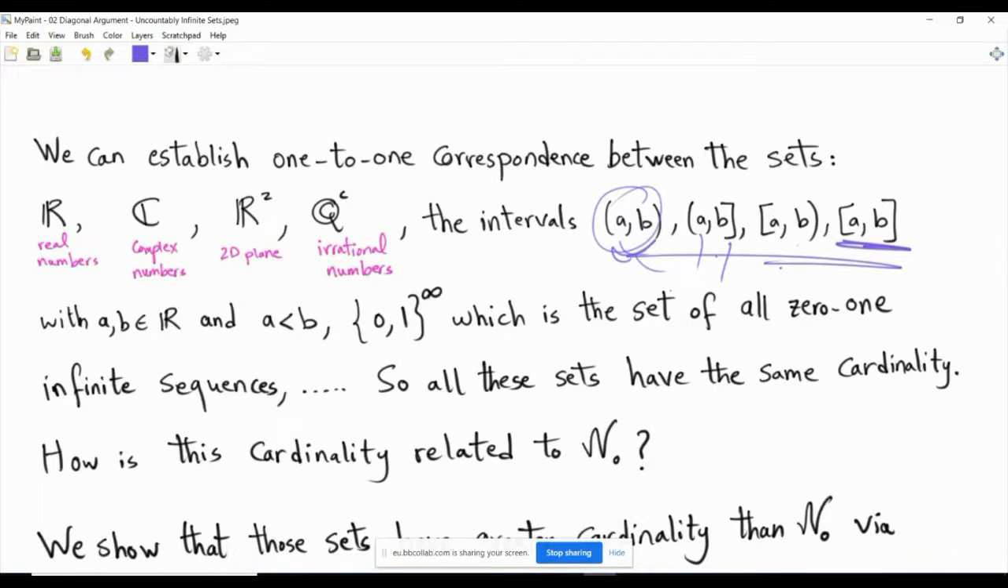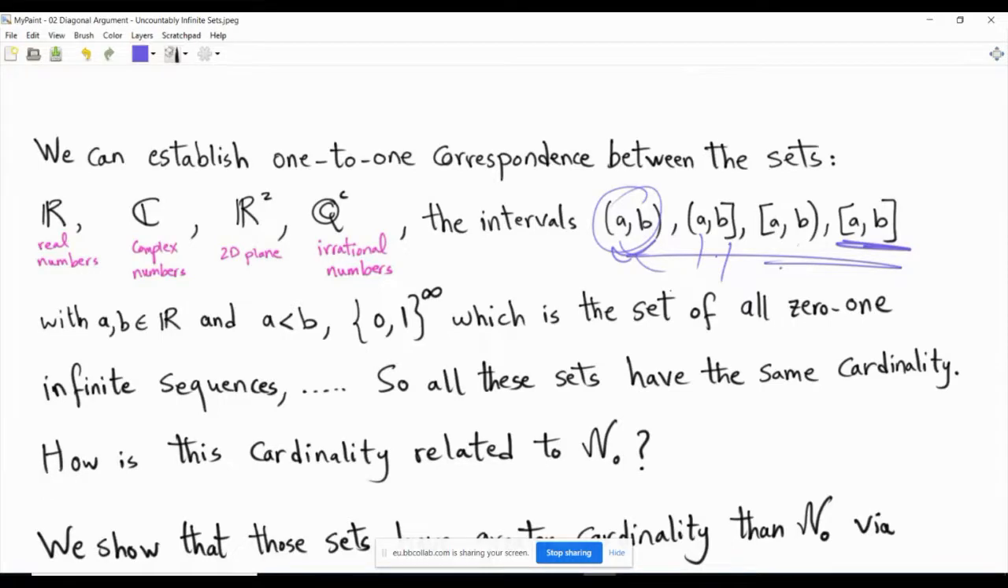And now the question becomes: is this Aleph naught? Those are also infinite sets, and you can show that there is a one-to-one correspondence between each pair of these sets. But can you establish a one-to-one correspondence between one of those sets and the set of natural numbers? Do they have cardinality Aleph naught or something else? Now we will show that no, they have a cardinality that is strictly greater than Aleph naught.